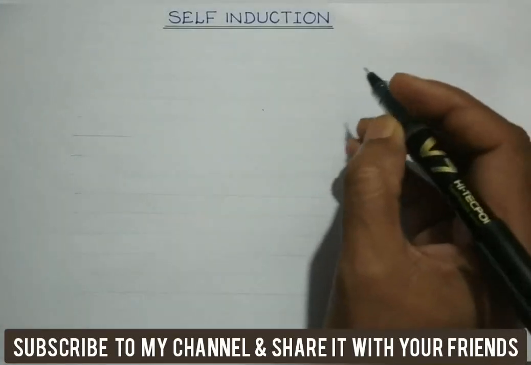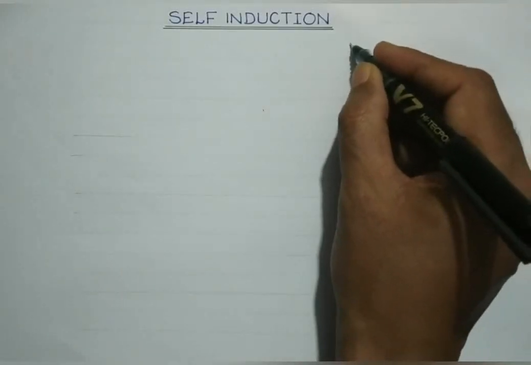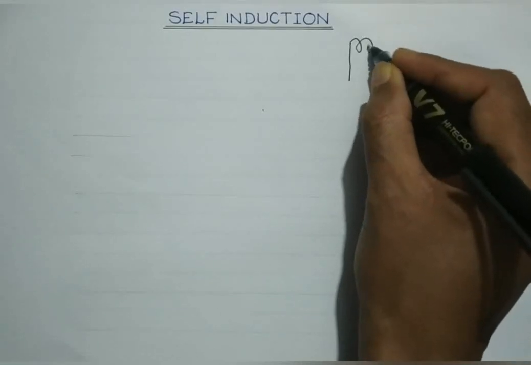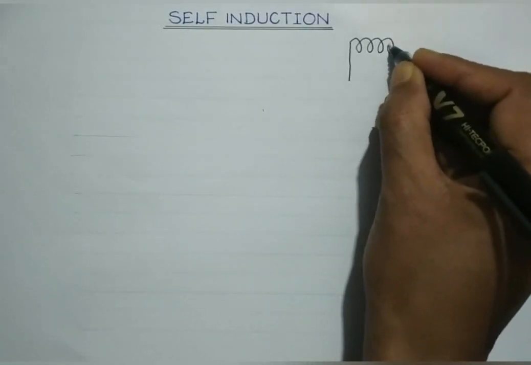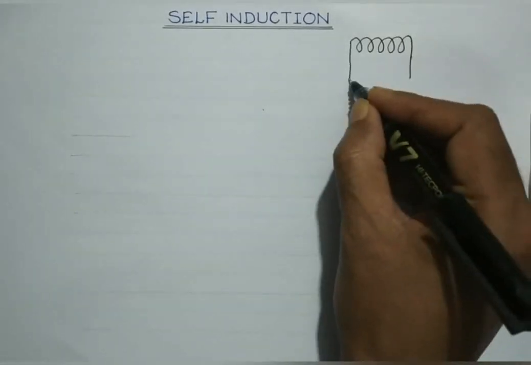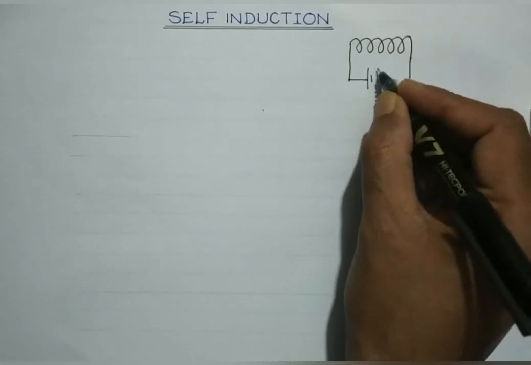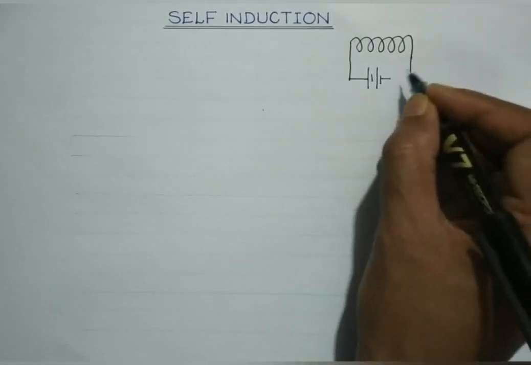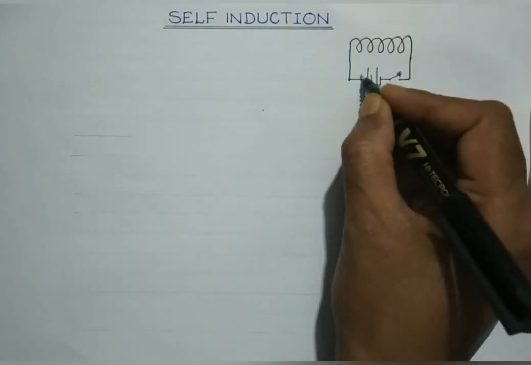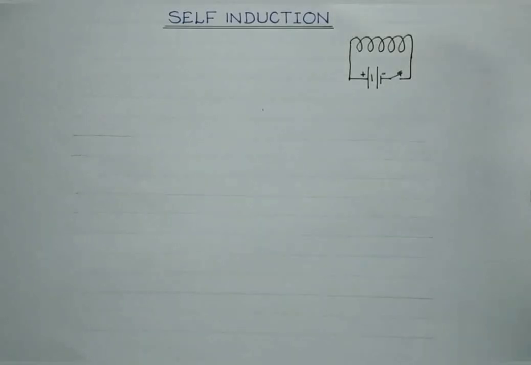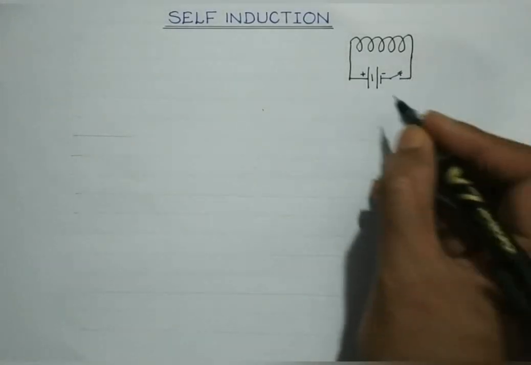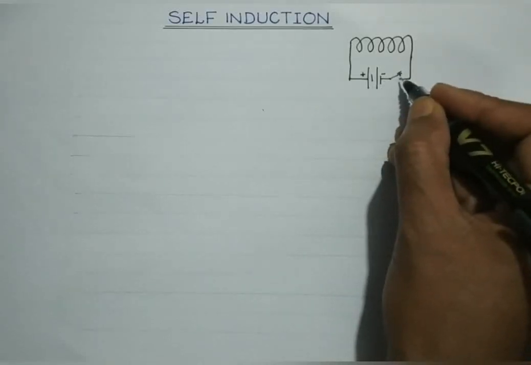So for that, let us consider a coil. Suppose this is a coil. Let us consider this coil to have n identical turns. And let us consider this coil to be connected to a battery. A battery is a combination of cells. And suppose this is a tapping key. This is the positive terminal and this is the negative terminal. So what we have assumed is a coil connected to a battery and a tapping key.